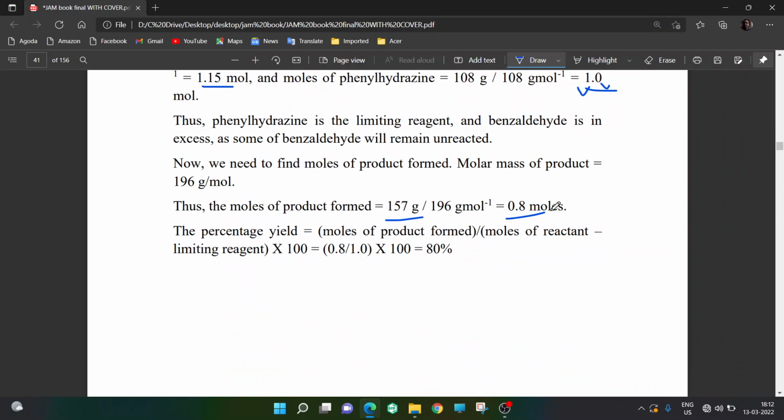Therefore, percentage yield equals moles of product formed divided by moles of reactant, that is the limiting reagent, times 100. So it becomes 0.8 by 1 times 100, equals 80%.